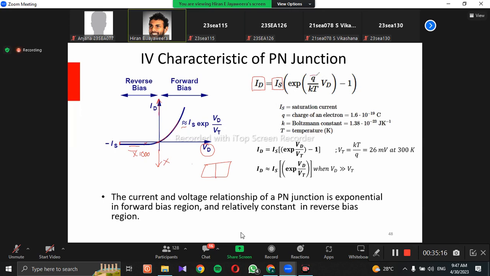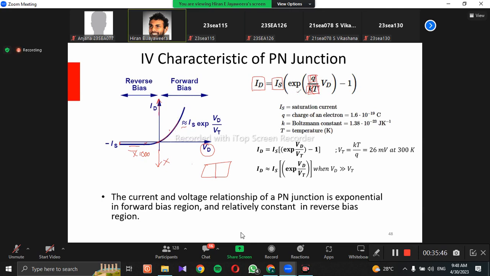Q is a constant, the charge of the electron or the elementary charge. K is the Boltzmann constant, which is again a constant. T is the absolute temperature, the temperature of the junction. And VD is the supply voltage. So depending on this voltage, the current increases. If the temperature is fixed, everything else is fixed, so you get an exponential curve like this.